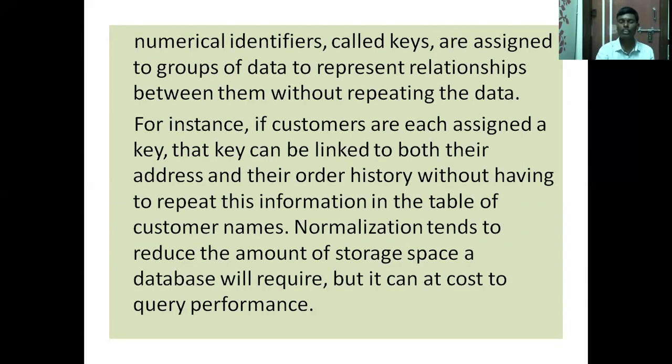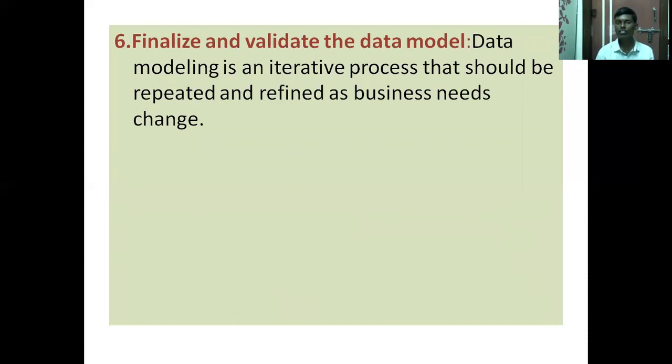After doing up to 5 steps, we have to again and again repeat the 5 steps for getting a valid data for the future use and to reduce the storage capacity of the database, which has been explained in the 6th point, that is data modeling is an iterative process that should be repeated and refined as business needs change. This is the how to model data step-by-step process. I have given 10 steps, but in 6 steps we can do this. I want to explain the simple process to gain the data model.